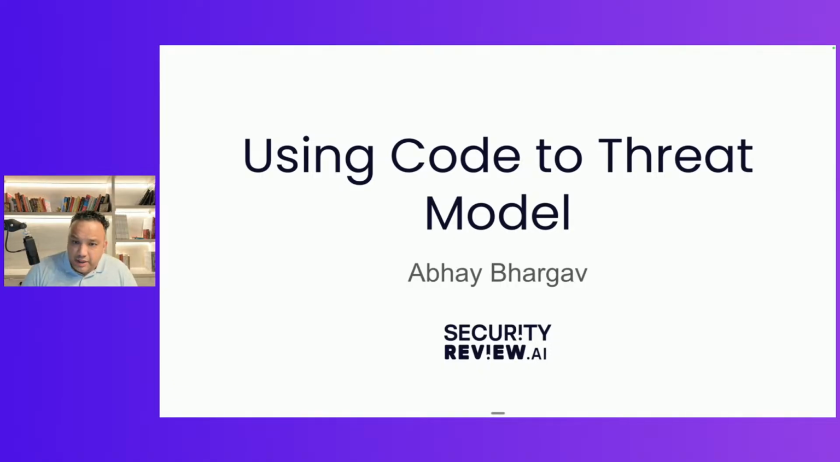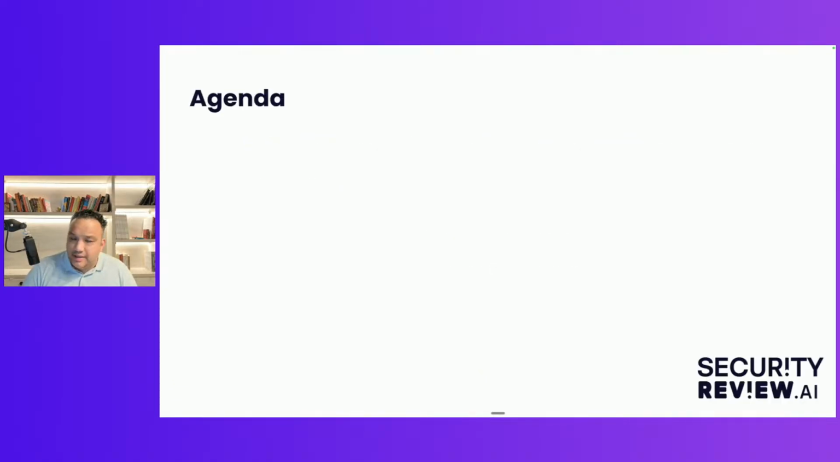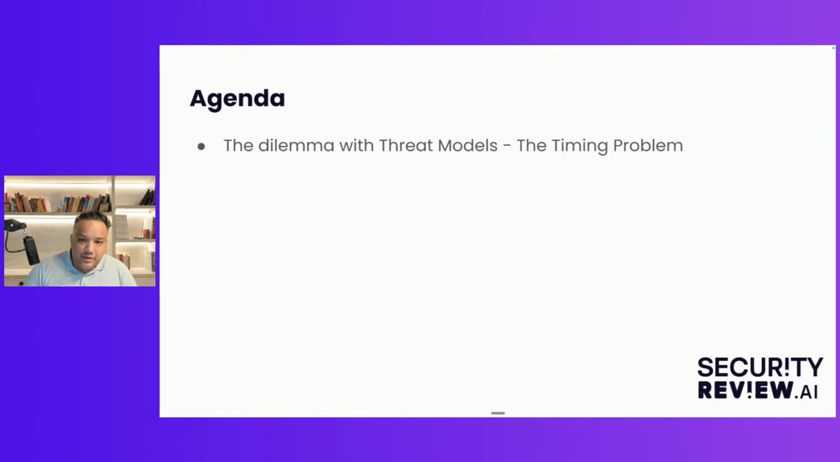Right, so this is using code to do a threat model. Now in this, I'm going to be talking about, of course, one of the big issues with doing this, which is the timing problem, and I'll talk about what the timing problem is. I'll also get into the challenge of docs versus code.